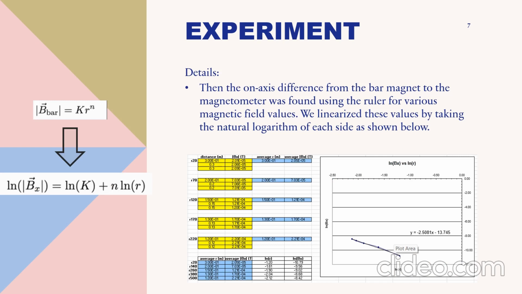Then the on-axis distance from the bar magnet to the magnetometer was found using the ruler for various magnetic field values. We then linearized these values by taking the natural logarithm of each side as shown below. This formula is represented on the left, and the graph plotted with this data is here on the right.